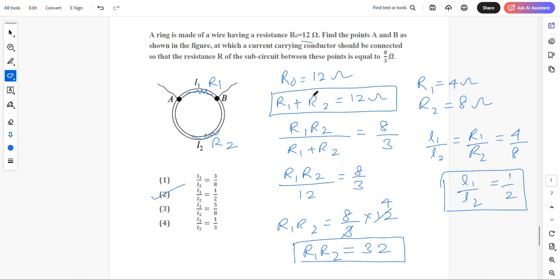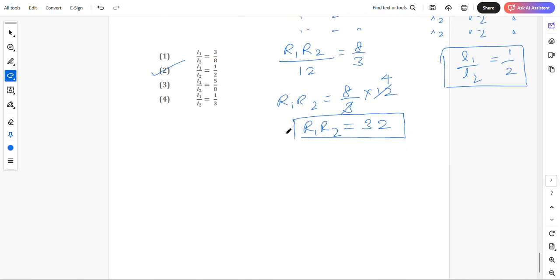This is very important, students. Please make a note of this problem. For today I think this much is enough.